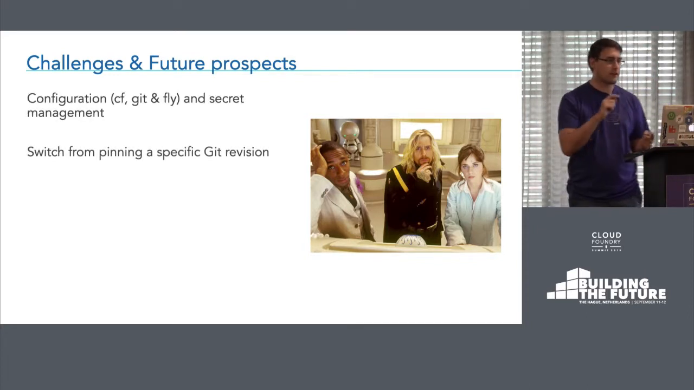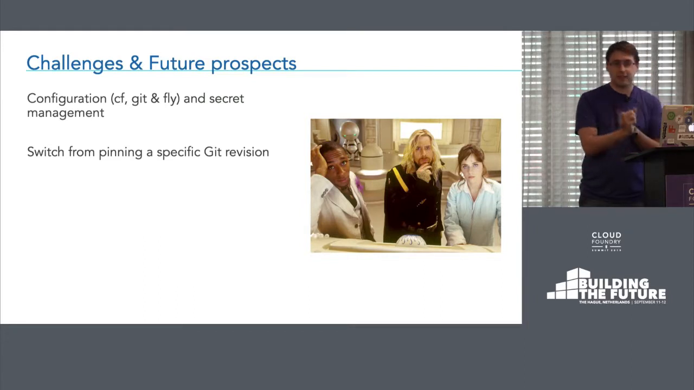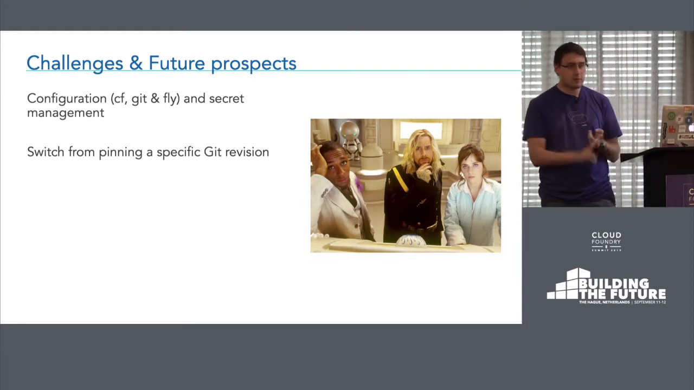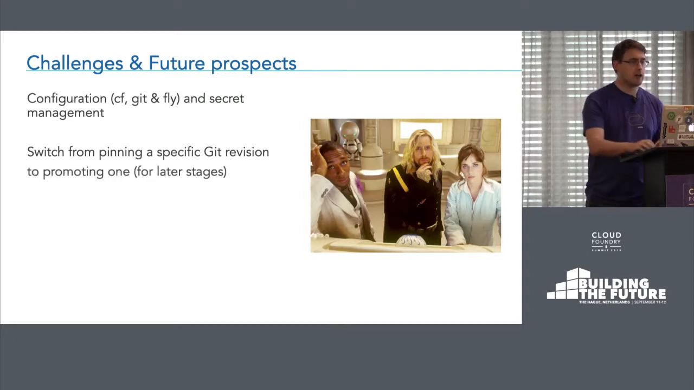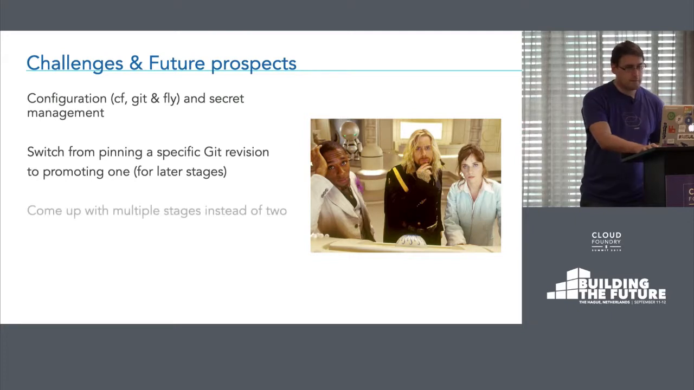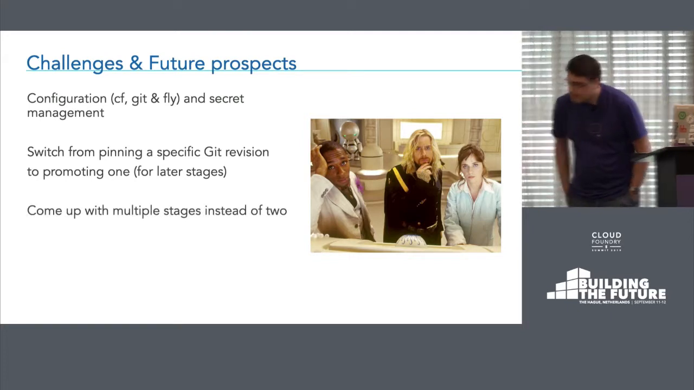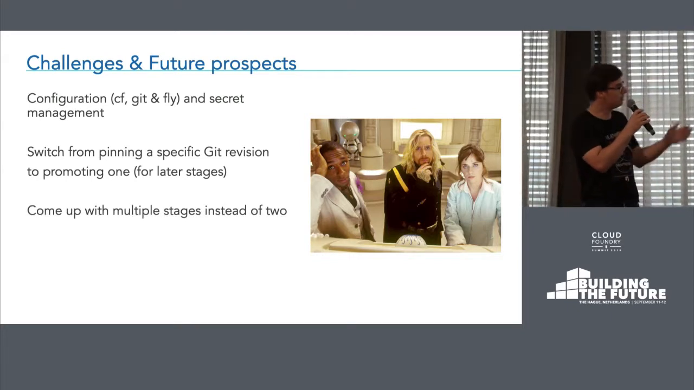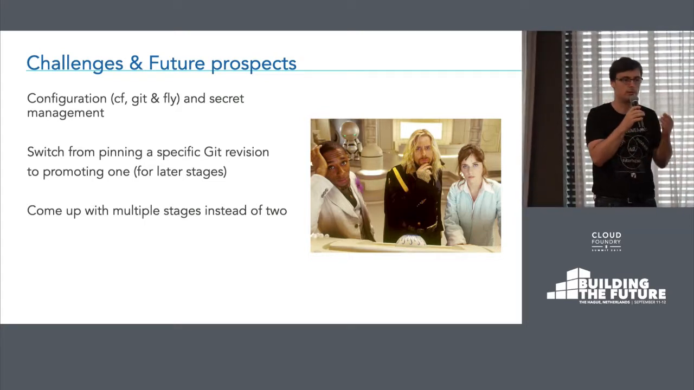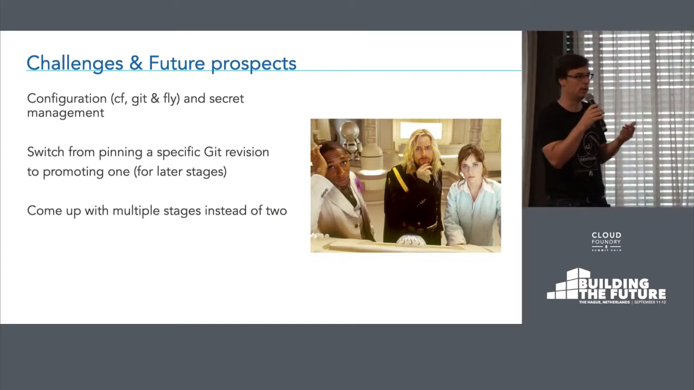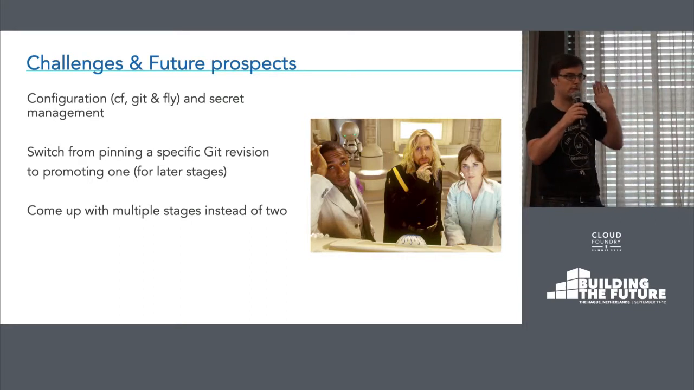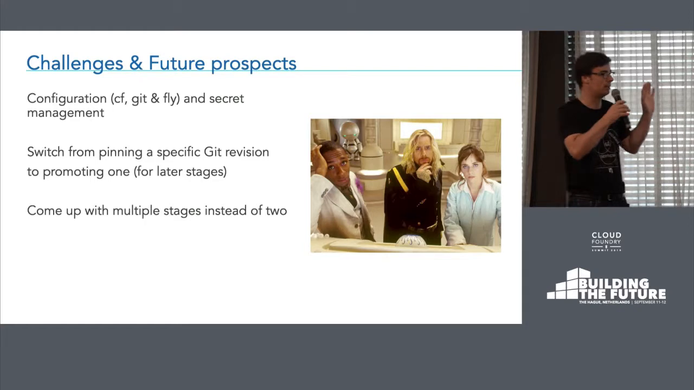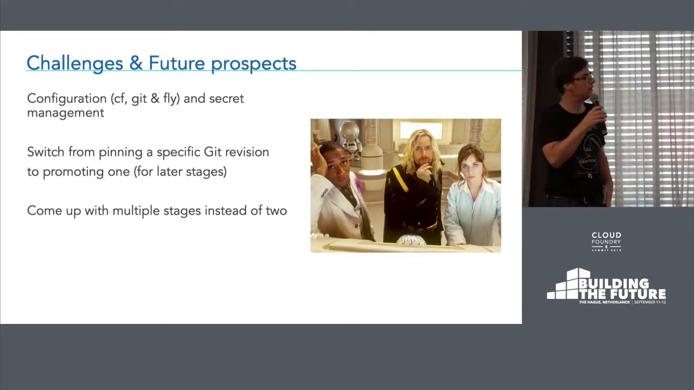First of all, get a rid of configuration of the CLI stuff or get it all away. Secret management. Switching from pinning specific Git revisions to promoting for later stages like using tags or something. There's a reason why we pinned this. We thought during the hackathon that we would not make any assumption about the Git flow that the team is using. So pinning, taking just a revision, was the really minimum baseline we could assume.